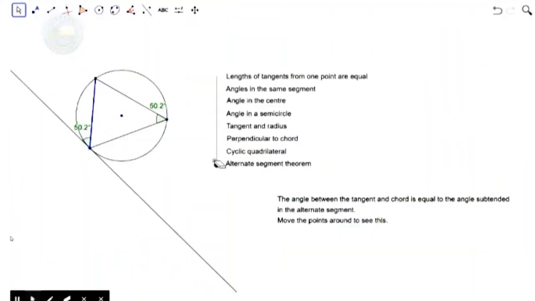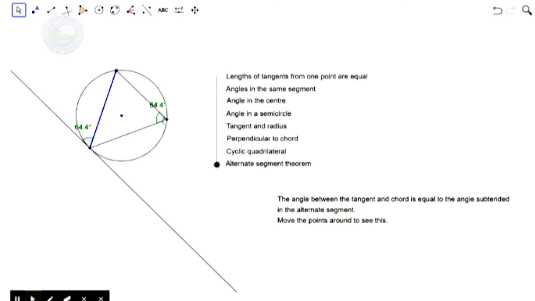The rule says that the angle between the tangent and a chord is equal to the angle subtended by that chord in the alternate segment at the circumference. So if the angle here is 50.2 degrees, then the angle subtended here would be 50.2 degrees. If we were to change the angle and it became 64.4 degrees between the chord and the tangent, then the angle subtended in the alternate segment will be 64.4 degrees.